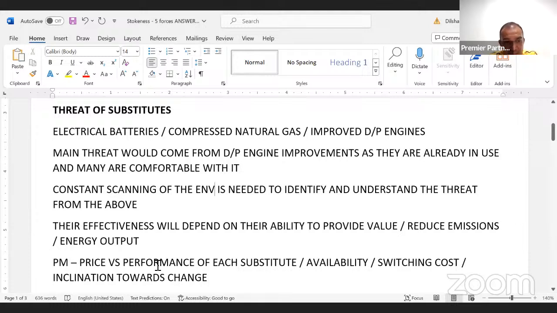Performance measures: price versus performance of each substitute, availability of substitute products, switching cost from your main product to the other, inclination towards the change. To what extent people will be willing to change, propensity, right? So these are what you can put down for threat of substitutes.